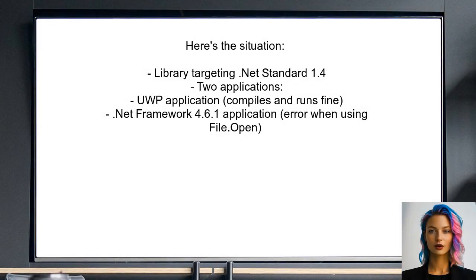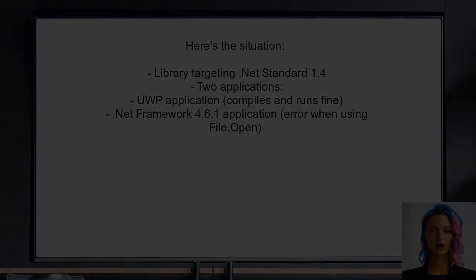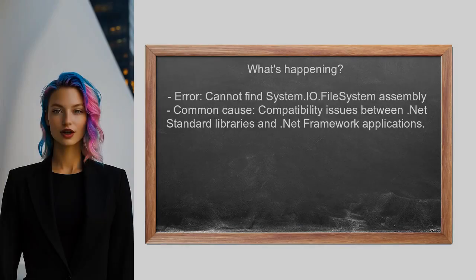Let's break down the situation. One user reached out with a setup that includes a library targeted at .NET Standard 1.4 and two applications, one for UWP and another for .NET Framework 4.6.1. They were able to compile and run the UWP version, but faced a roadblock with the .NET Framework application when trying to use FileSystem. So what's happening here?